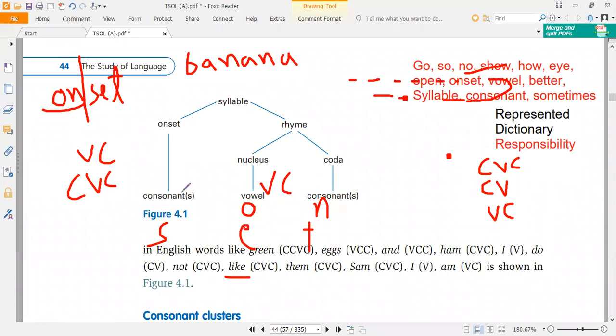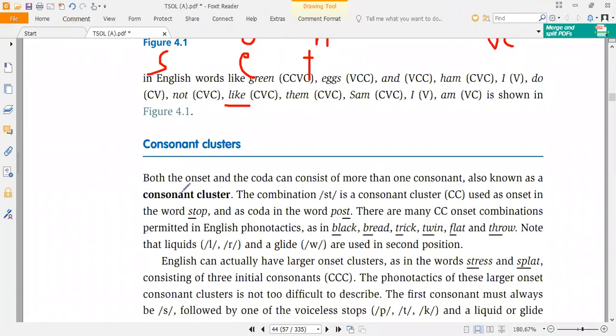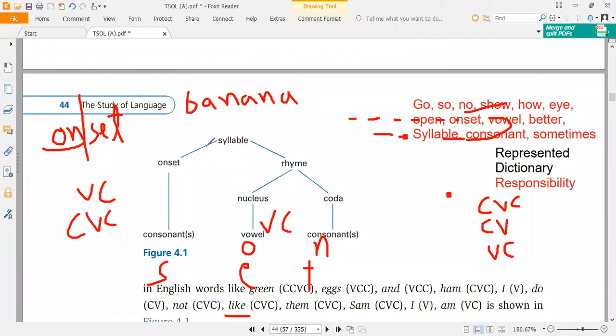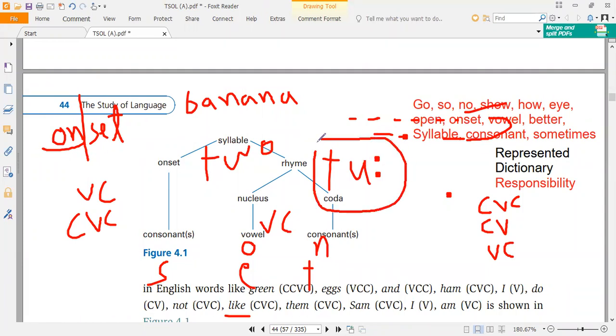How many syllables does the word 'to' have? It has got only one syllable, right? If you go for its phonetic transcription, it's t and u. So it has got only one syllable because there is only one vowel sound, and its syllable structure is CV, because we have got the consonant and the vowel sound.